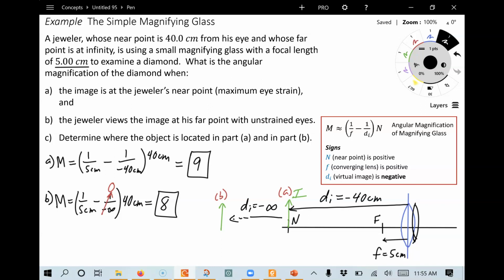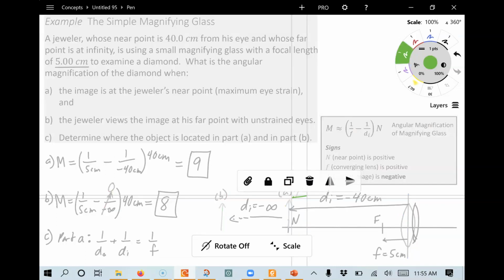Part C asks us, determine where the object is located in part A and in part B. So for part C, let's do the part A one first. This is just now going to be a straightforward thin lens equation because we have a lens and we have an image and a focal length. We can figure out where the object is, right? So remember that 1 over do plus 1 over di is equal to 1 over f. We know what f is, we know what di is. Let's just calculate what do is here.